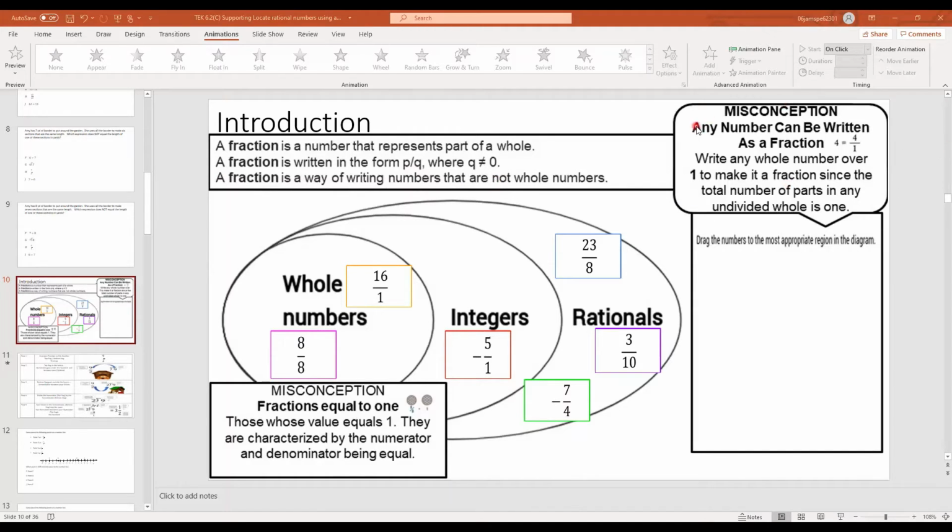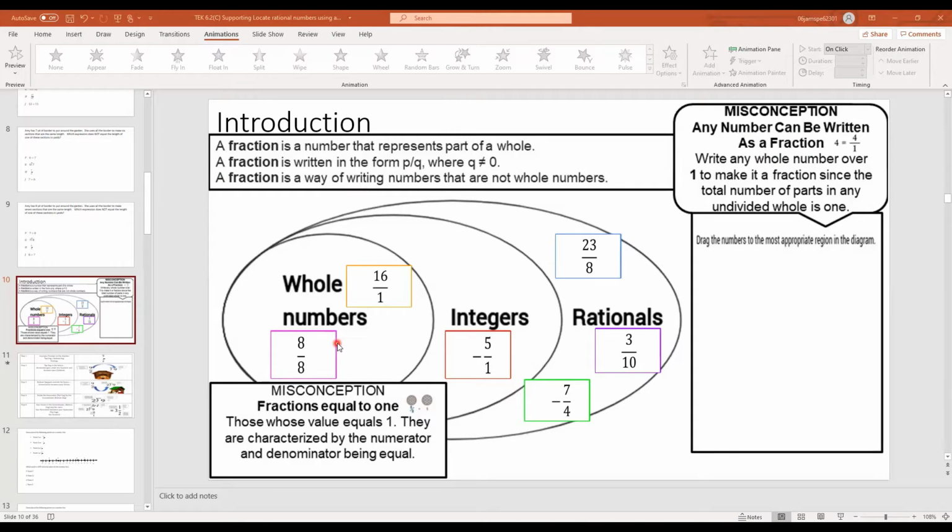Now, the misconceptions. Any number can be written as a fraction. This is where we mess up a lot in the 6th grade. Write any number over 1 to make it a fraction, since the total number of parts in any undivided whole number is 1. So this is the misconception that we want to address.